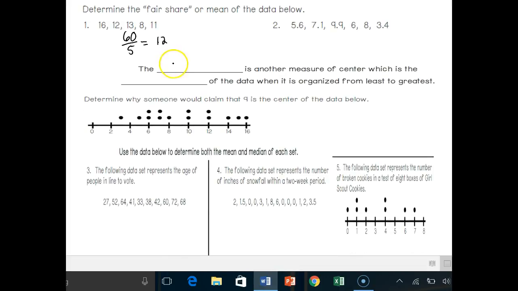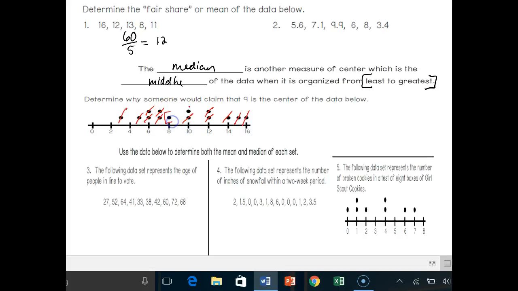Right. The median is another measure of the center, which is the middle of the data when it's organized from least to greatest. This is super important. You must organize the data first. Okay. So here in this dot plot, the data is already organized from least to greatest. So all we do is start crossing off. Right. We start at the very beginning. We say 1, and then just go to the end and say 1. 2, 2, 3, 3, 4, 4, 5, 5, 6, 6.